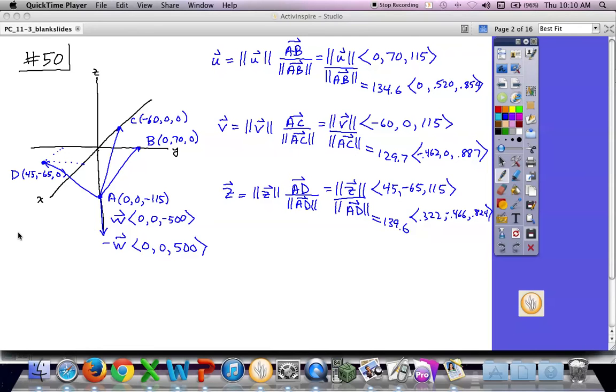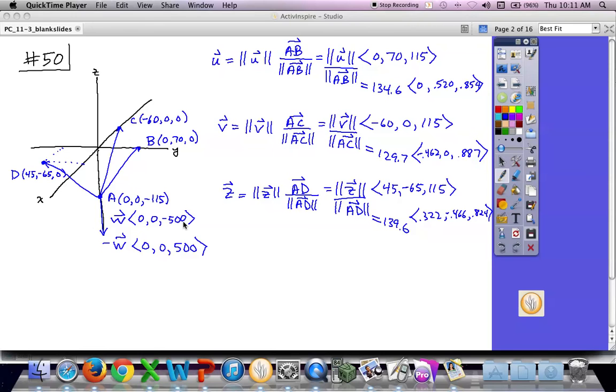Okay. Now remember, we know that there is a weight that's pulling down. And in metric terms, it's in newtons, right? So it's 500 newtons pulling straight down. That is a vector. I'll use the same notation we did in our example, U, V, Z, and W. So the W vector is pulling down, so it's 0, 0, negative 500. Right?